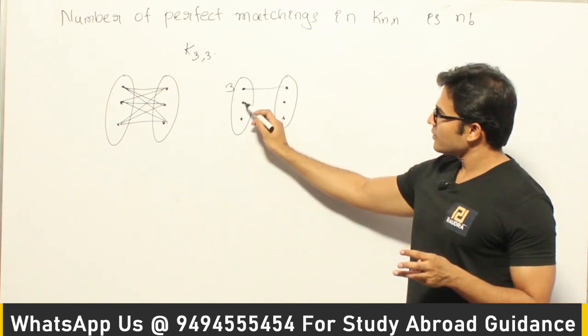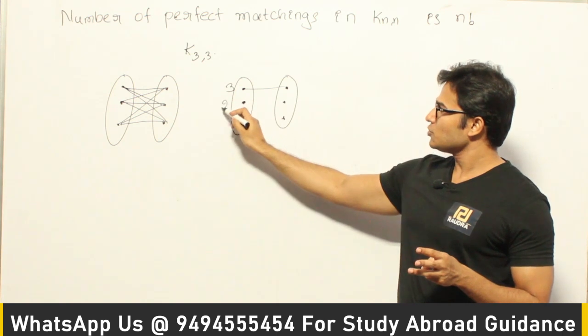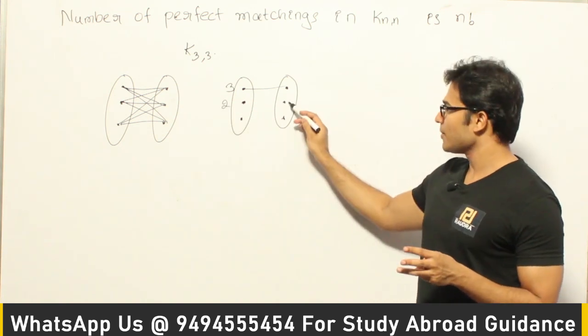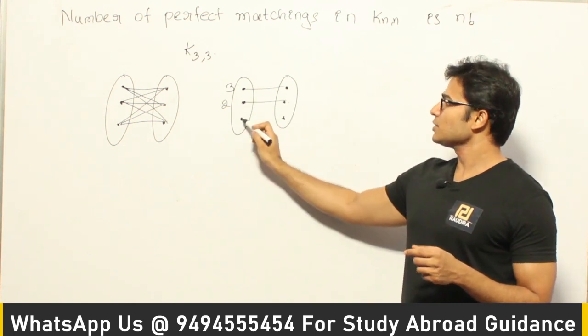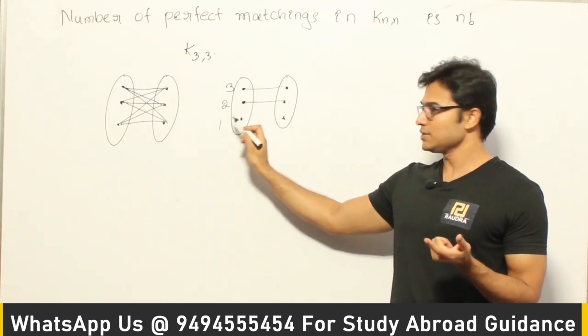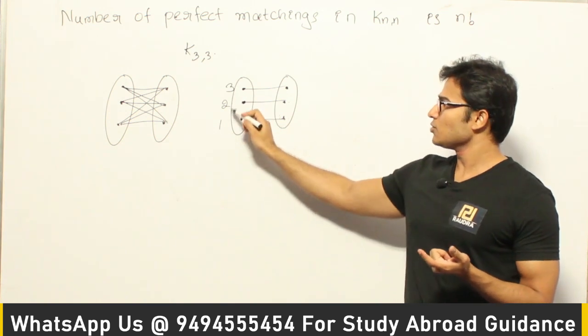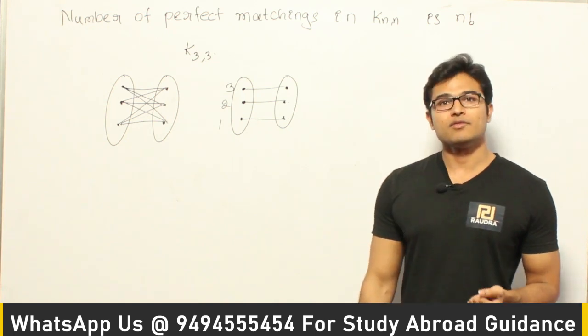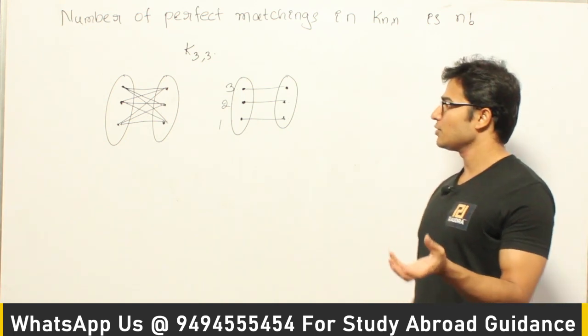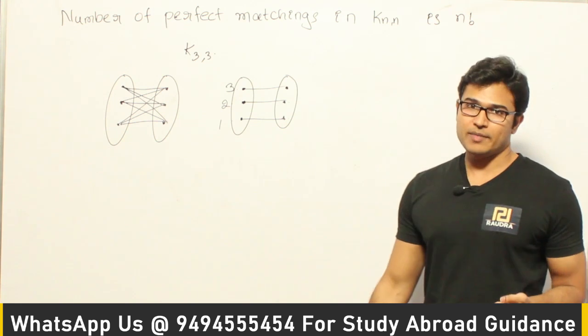Now what about the second one? This one will have only 2 choices. Either it could map with this, or it could choose the edge joining to this, right? Now what about this one? It will have only 1 choice, right? Therefore it is 3 into 2 into 1, which is 3 factorial. So for K_{3,3} I have 3 factorial ways of finding the perfect matchings.